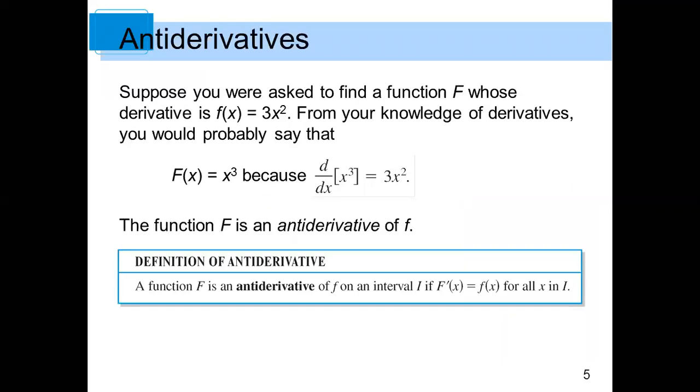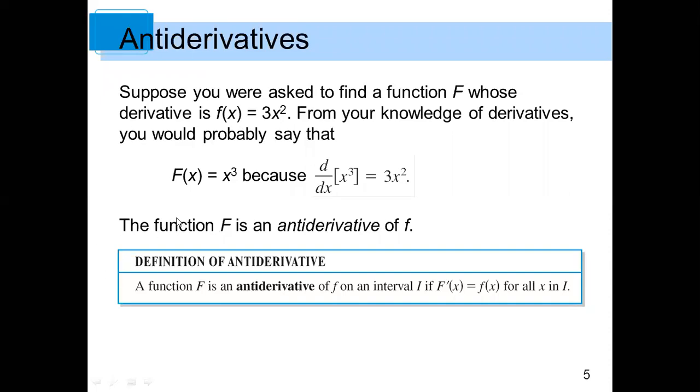Suppose you were asked to find a function capital F, that's important, whose derivative is lowercase f of x equals 3x squared. From your knowledge of derivatives, you'd probably say that capital F equals x cubed because the derivative of x cubed is 3x squared. That function capital F is called an antiderivative of f because you're kind of going backwards. Antiderivative problems, it's like they give you the answer of what happens when you differentiate, and they want to say, well, what is the original function that you should have started with?